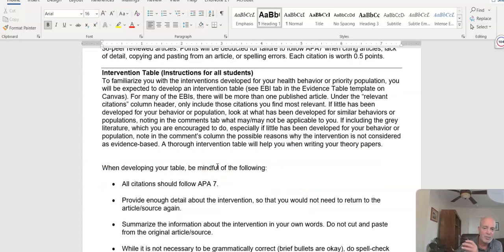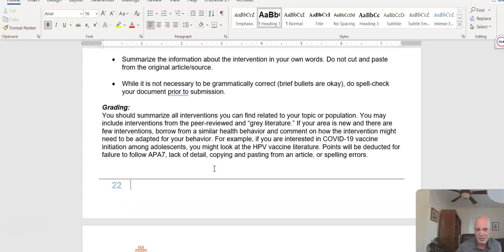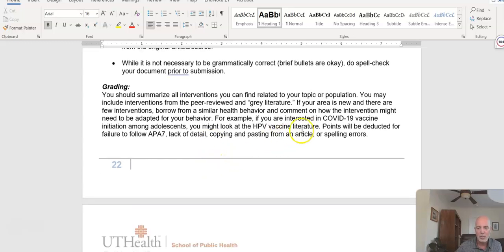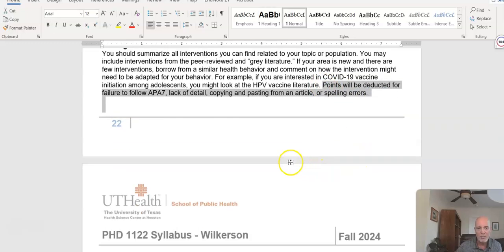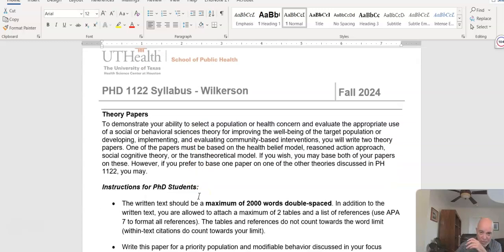So the intervention table, I grade this the same way I do the evidence table. It's a medium stakes assignment. And so you can see I provide the exact same instructions here around not following APA, lacking detail, copy pasting, etc. The theory papers, this is my high stakes assignment. Let's talk about this one.